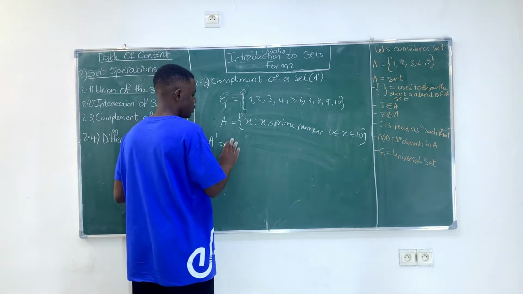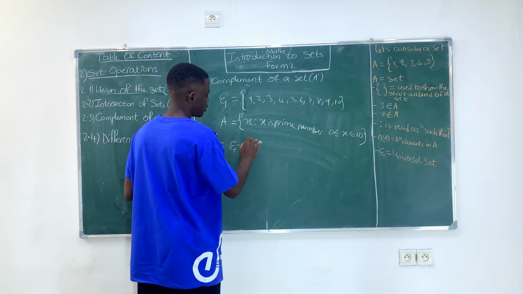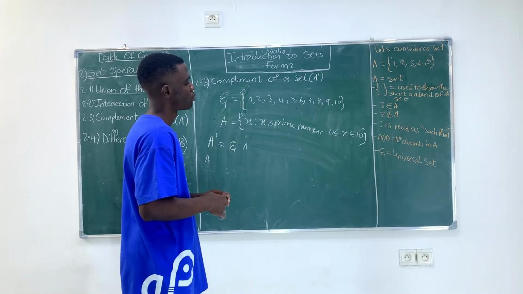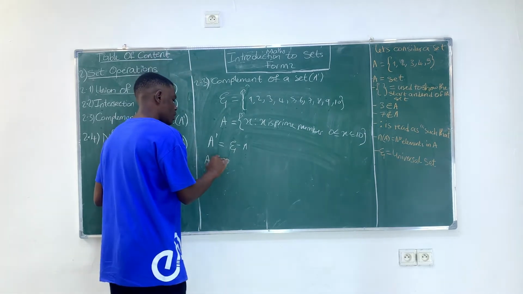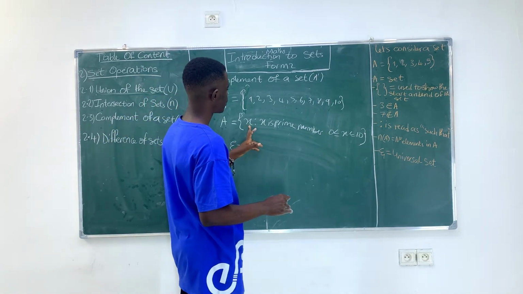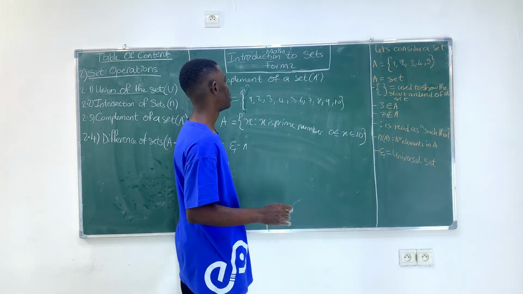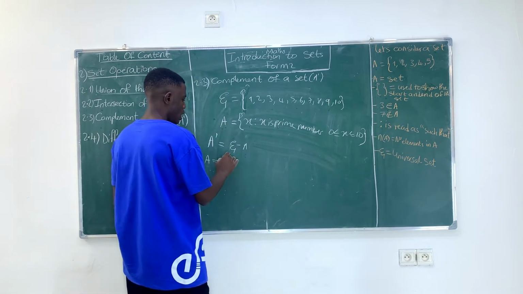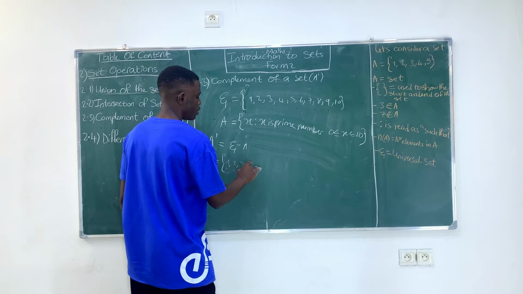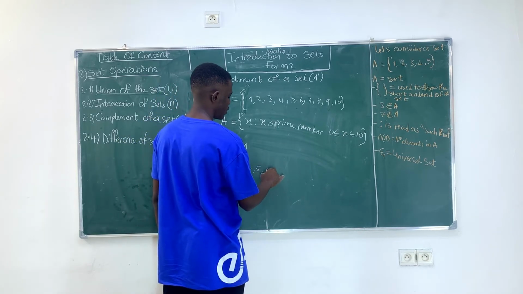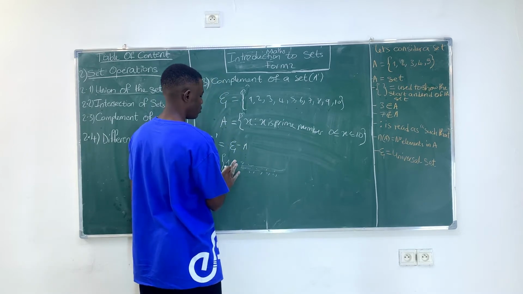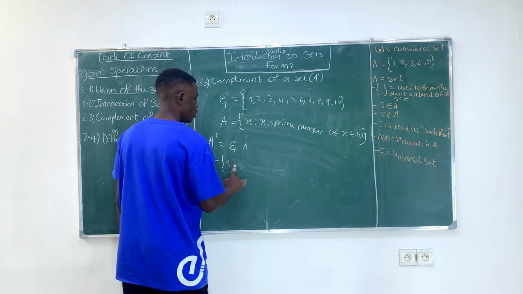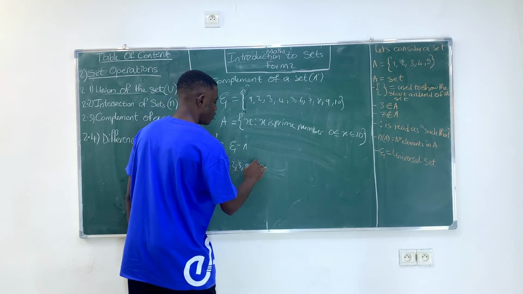So another example is given: Zeta minus A. What is my A? A in the listing form is what? You said it is X, such that X is a prime number in 0 and 10. Prime numbers in 0 and 10 are 2, 3, 5, and 7.